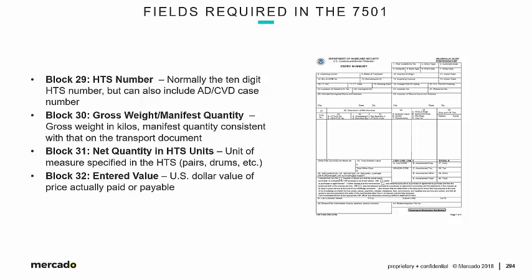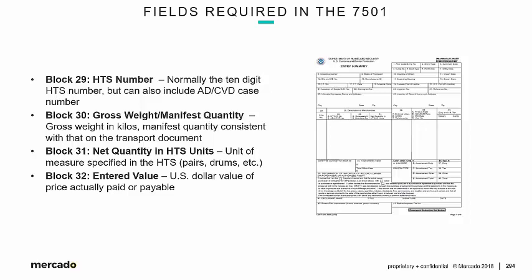Block 30, gross weight / manifest quantity. That's the gross weight in kilos, but a manifest quantity consistent with that on the transport document. We need to make that distinction too. Block 31, the net quantity in HTS units. We talked about this specifically. It's the unit of measure specified in the HTS. We'll recall pairs of shoes, liters, kilos, and it could be drums of chemicals or oil for that matter.